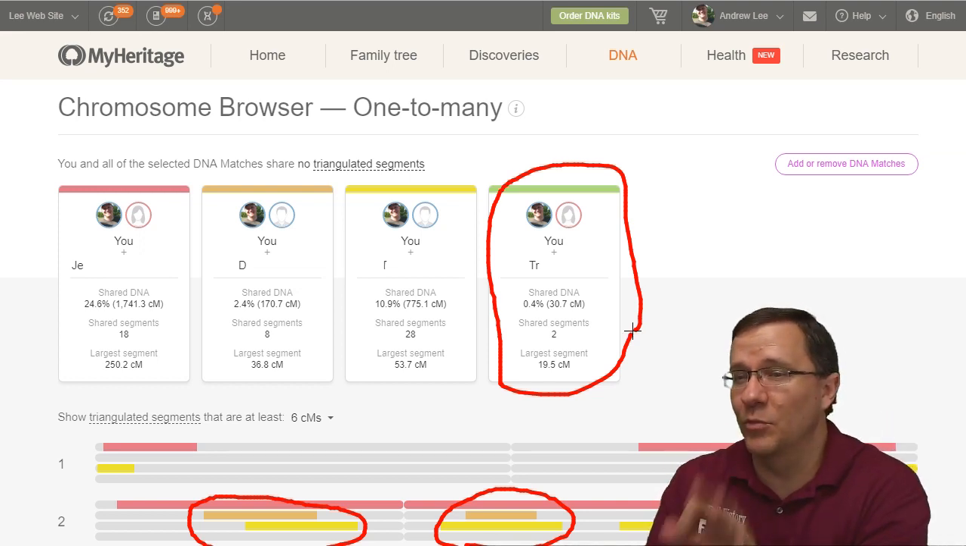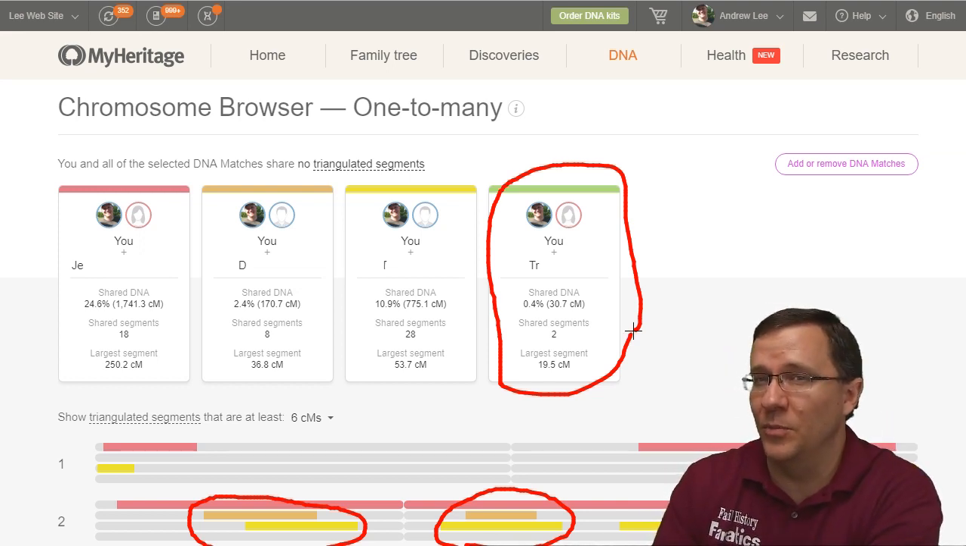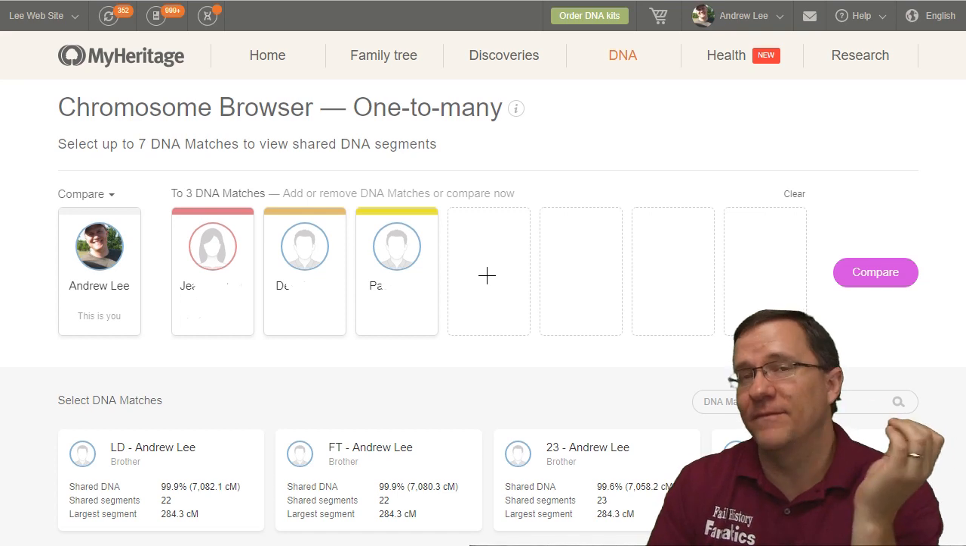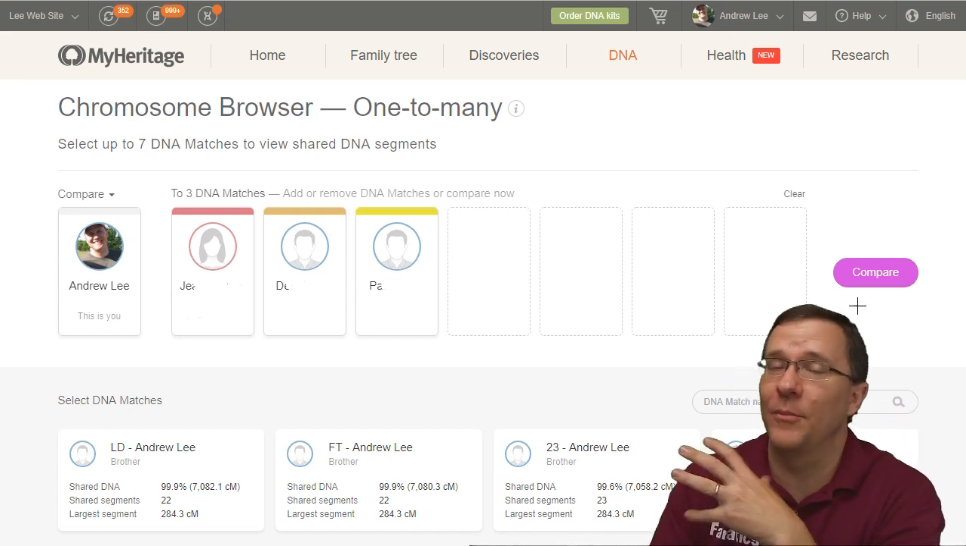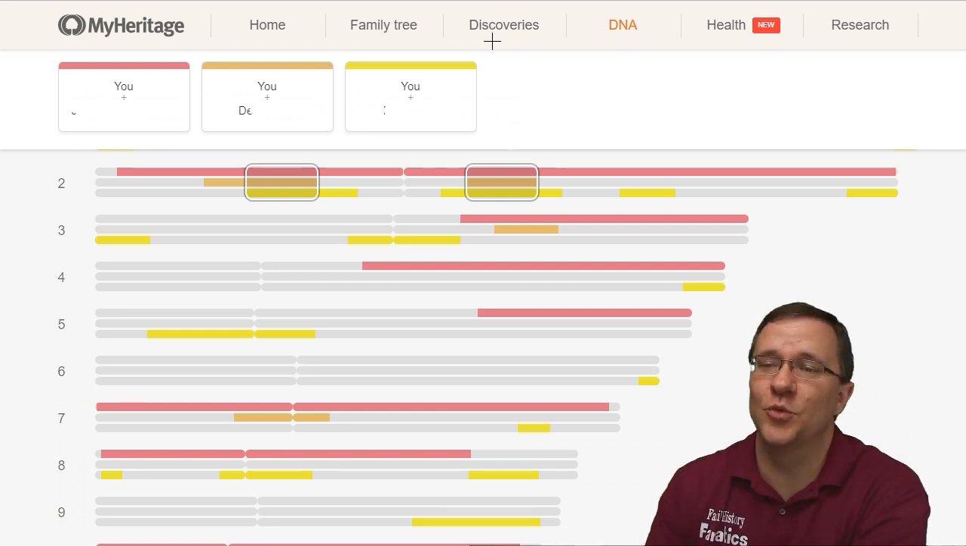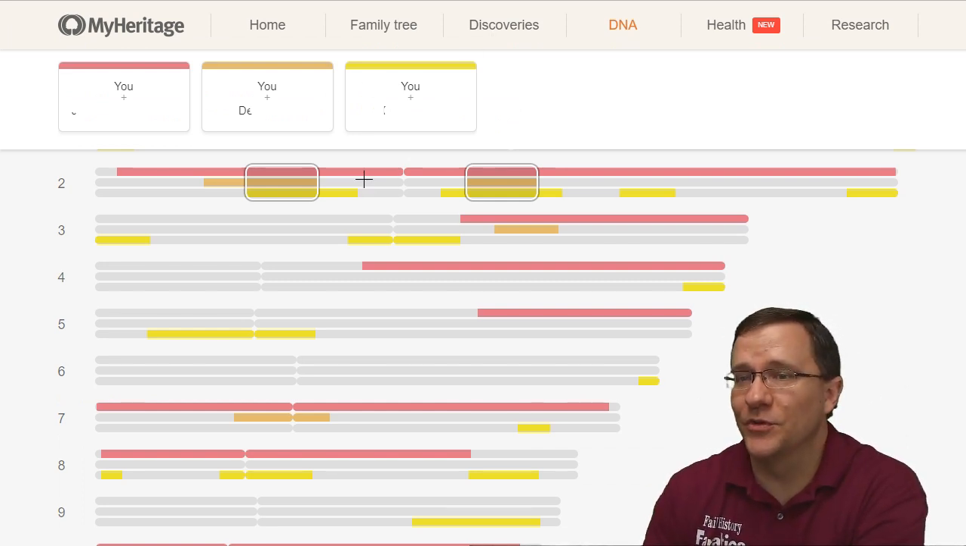So I can go back and remove them, and let me just take a look at these 3 people, because then there's some other information that's going to show up. So you can see I've gone back and eliminated that 4th match, which was not closely related, and now I'm going to compare just these 3. When I'm comparing just these 3 with myself, some of the results are a little bit different.